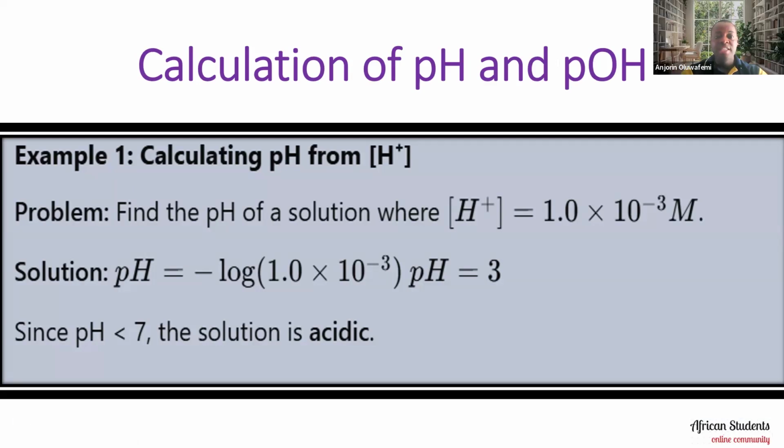So the pH is the negative log of the hydrogen ion concentration. When you plug that in, you have a pH value of 3 after you have punched it in the calculator. Now, because the pH is less than 7, the solution is acidic.